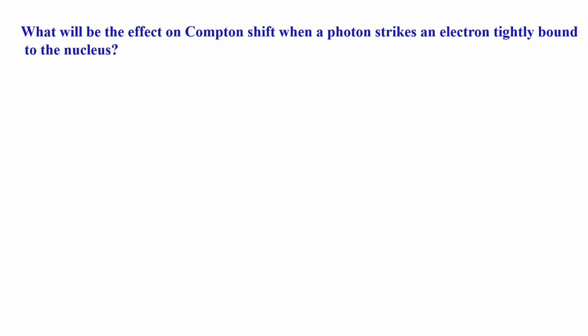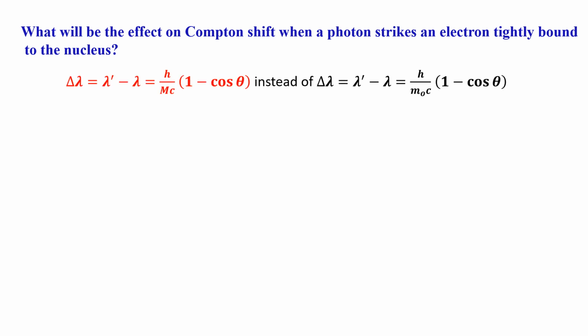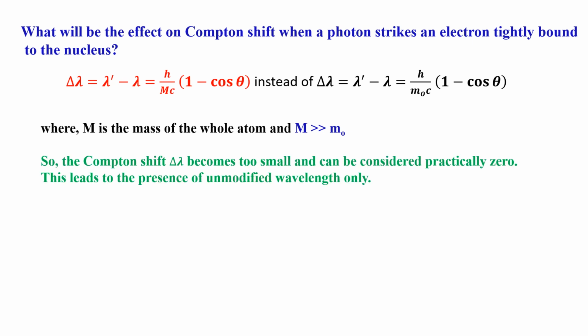So, the equation of the Compton shift gets modified as Δλ is equal to h over mc (1 minus cos θ), instead of Δλ is equal to h over m₀c (1 minus cos θ), where m is the mass of the entire target atom, which is much heavier than the mass of the electron. Hence, the Compton shift becomes too small and can be neglected, and we get scattered photon of unmodified wavelength only. That is, there will be no change in wavelength, and this is the classical result.